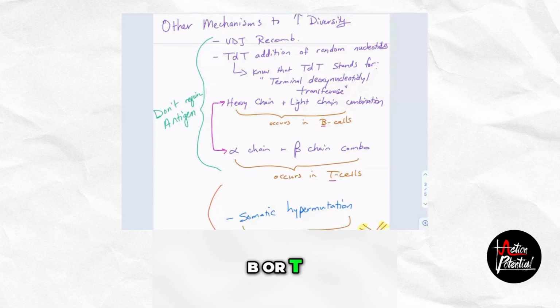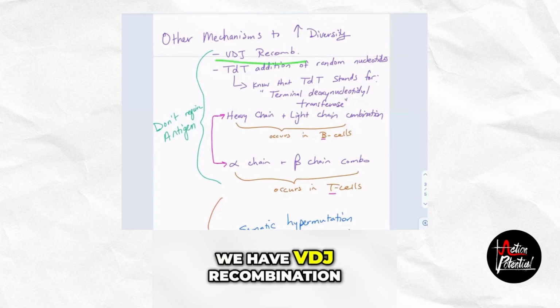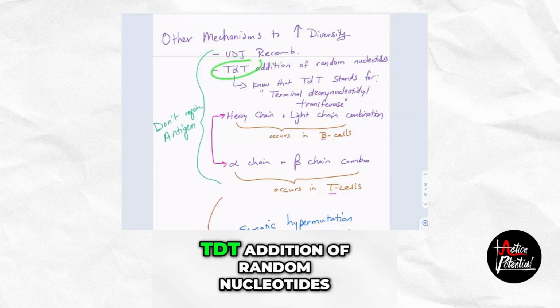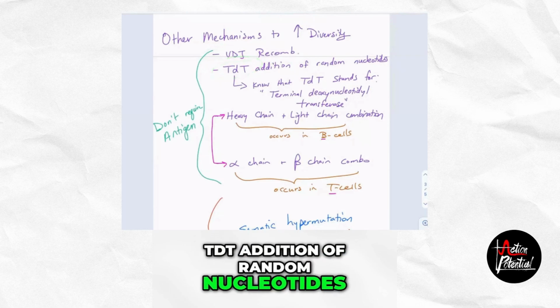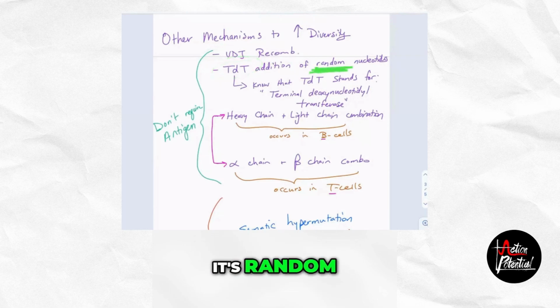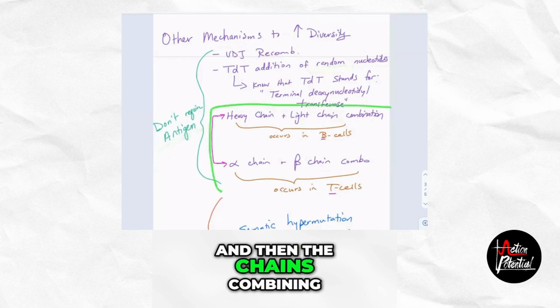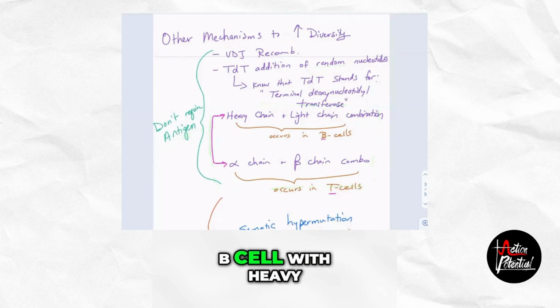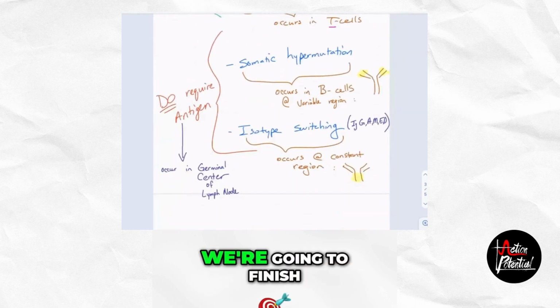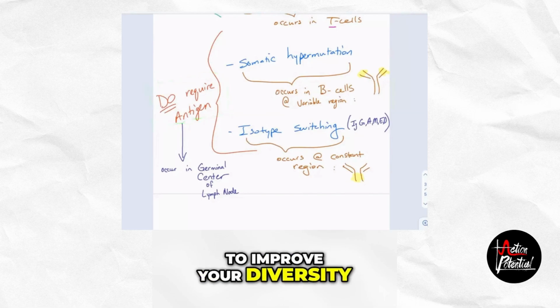So for the antigen-independent, we have VDJ recombination. Remember, it's totally random, occurs in the bone marrow. TDT, addition of random nucleotides. Again, it's random, meaning it's not reliant upon any antigen. And then the chains combining. So whether it's a B cell with heavy and light chain combination or alpha chain and beta chain combination in the T cells.